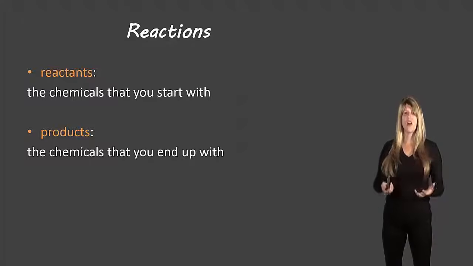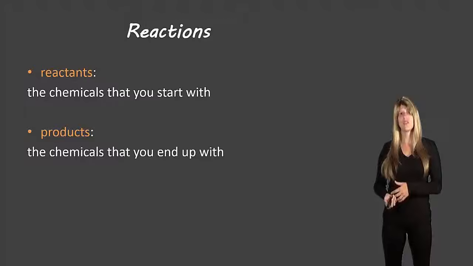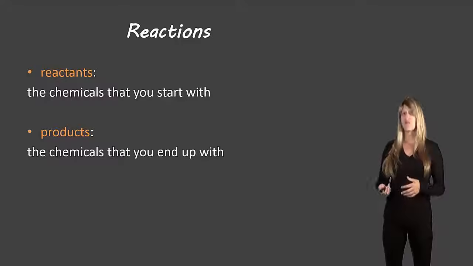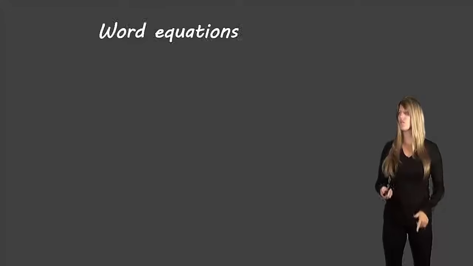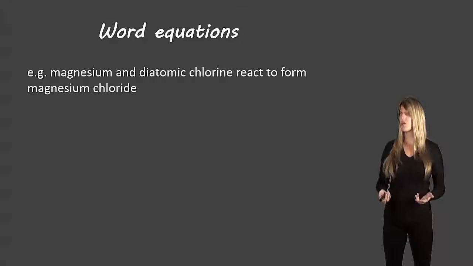So when we're talking about our reactions, there's a little bit of terminology here. Reactants are the chemicals that you start with, and products are the ones that you end up with. So let's say we want to actually talk about a chemical reaction. There are 2 ways to do it, using chemical formulas or using words. So if we use a word equation, here's an example.